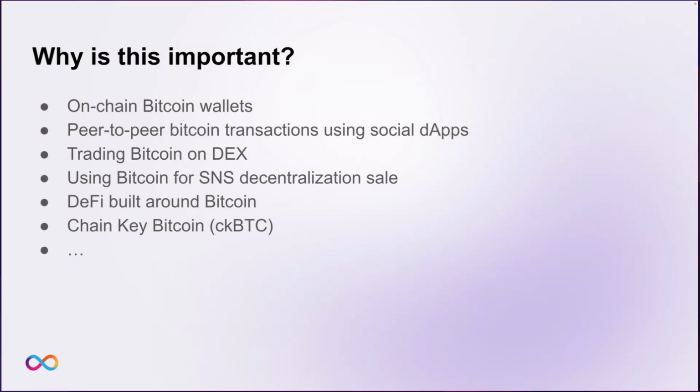on the IC. An entire class of applications is DeFi, of course, built around Bitcoin, which could previously only be implemented with wrapped Bitcoin that required additional trusted entities. Or chain key Bitcoin, or in short ckBTC, which is an advanced variant of wrapped Bitcoin. And ckBTC is actually probably the easiest way to handle Bitcoin on the IC, and it might be the right choice for many, many developers out there. And we'll talk more about it a bit later. And of course, there are many other use cases that haven't even been imagined yet.